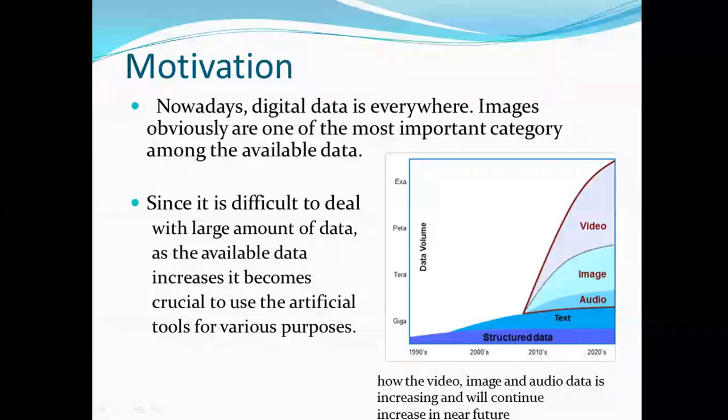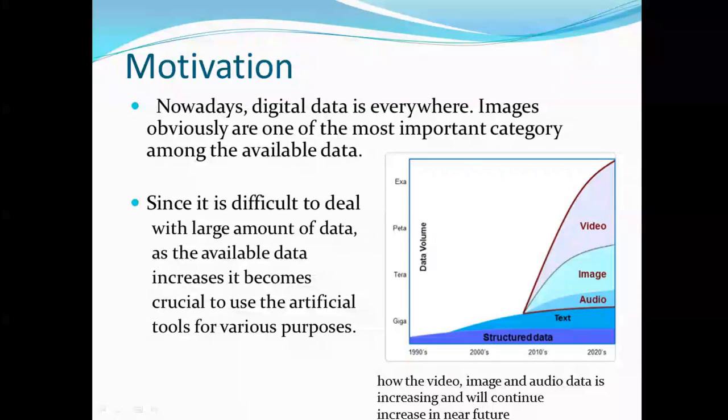Now let us look at the motivation. Nowadays, there is a lot of increase in demand for digital data everywhere, and images are the top category among the available data. It is difficult to deal with large amounts of data. As the available data increases, it becomes crucial to use artificial tools for various purposes.